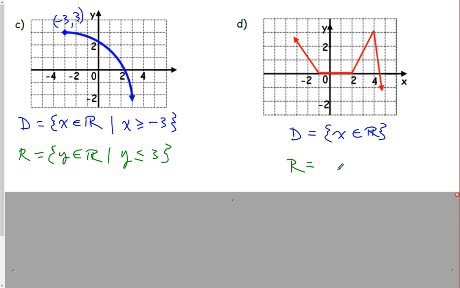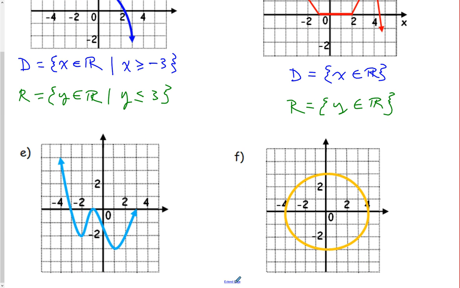Okay, thanks. Okay, so for our range, same thing. But this time it's y is an element of real numbers, meaning y could be anything. Because we keep going down and we keep going up, we could have any value for y. So those ones are easy to write. And in fact, for anything that is just a straight line, as long as it's not straight horizontal or straight vertical, that's what it's going to be. Domain could be anything, range could be anything. So those ones are easy to write.